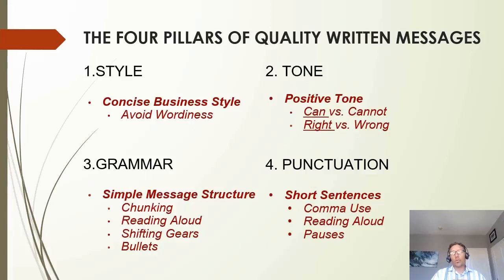So an easy way to make sure that you have a positive tone is focus on what you can do, particularly when we're writing to customers. You won't want to say, we cannot complete your order. Instead, you would say, we can complete your order if you fill out this missing information. So focus on what you can do and focus on what is right about the situation versus what is wrong. So we'll work some examples of this when you have some written exercises at the end of this lecture. Concise business style and a positive tone.